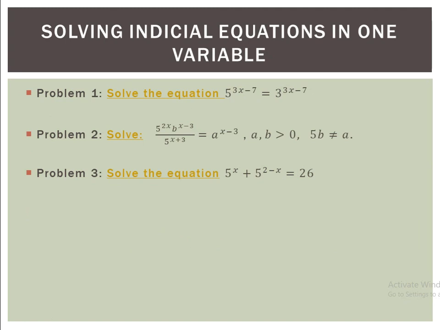Now we are going to solve some problems, and by solving these problems we are going to learn about the techniques we have to use to solve indicial equations. Look at these three indicial equations. First one is solve the equation 5 to the power 3x minus 7 equal to 3 to the power 3x minus 7. And the second problem is solve 5 to the power 2x into b to the power x minus 3 divided by 5 to the power x plus 3 equal to a to the power x minus 3, where ab is greater than 0 and 5b is not equal to a.